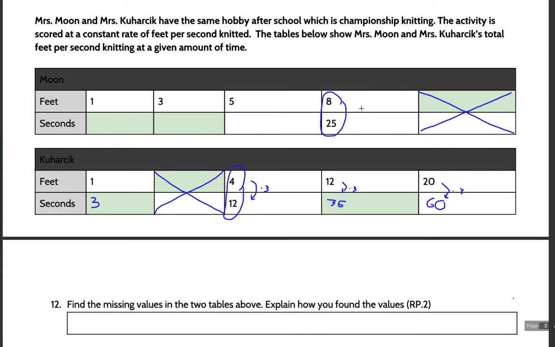And this one's a little bit more tricky because 8 and 25 don't fit evenly into one another, but you can still figure out what you would multiply 8 by, if you did 25 divided by 8, right? That would get you 3.125. So this means that 8 times 3.125 would be 25.